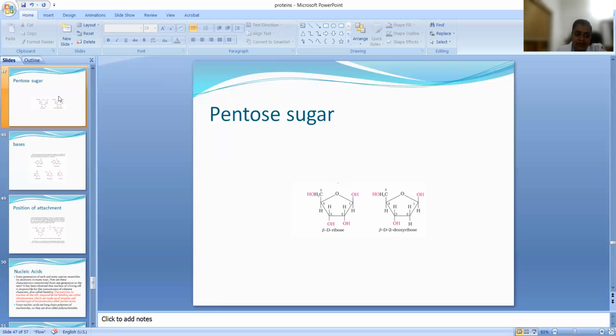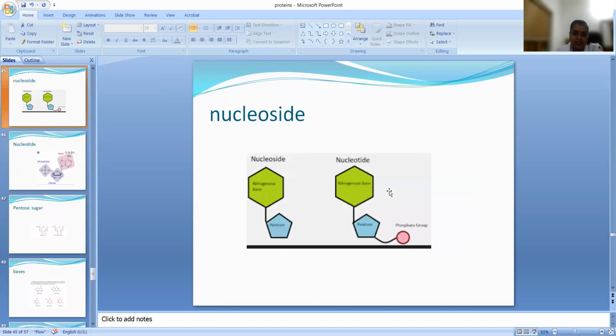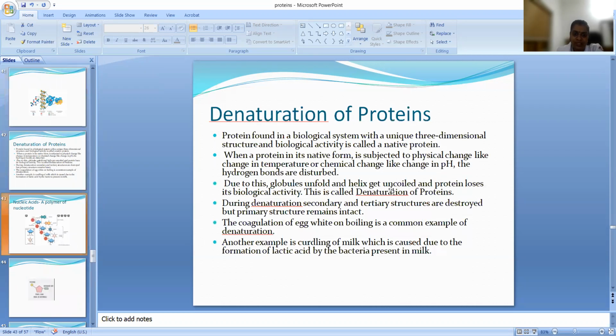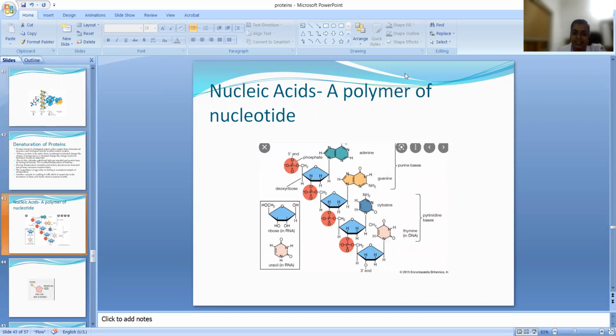Hi students, we already discussed protein. Now we are going to discuss the last topic of the biomolecules, that is nucleic acid. Let us see what nucleic acid is. It is a very small topic, so it's easy to learn. Let us understand what nucleic acid is.